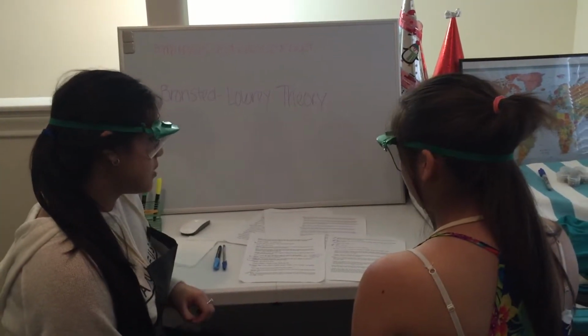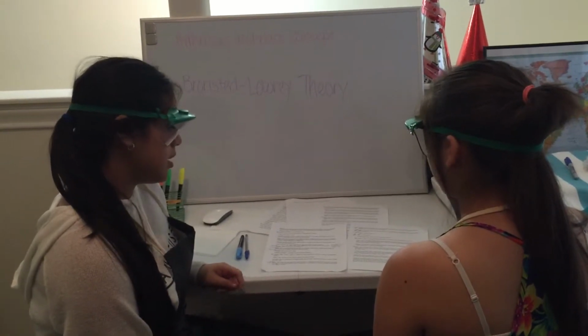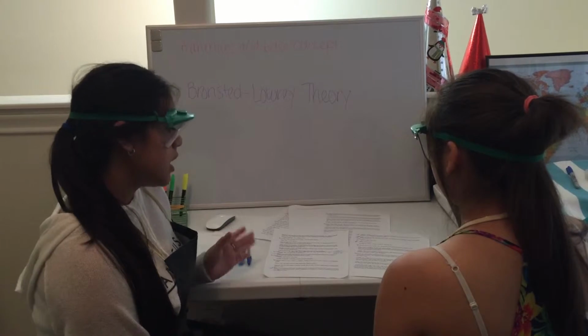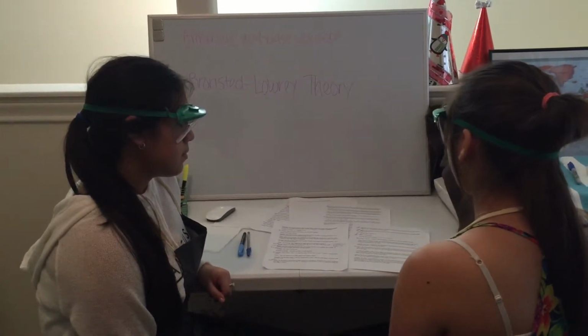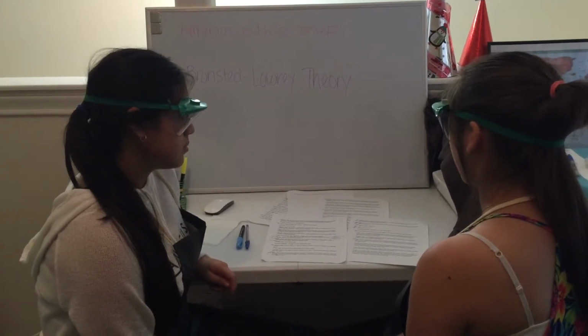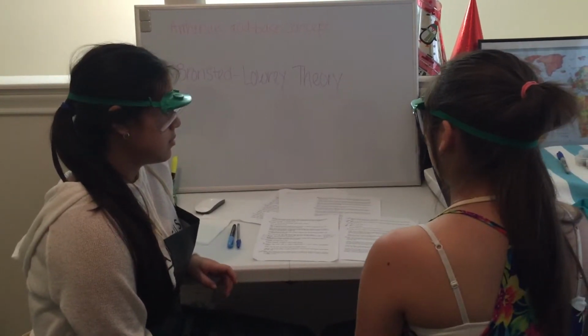The Arrhenius acid-base concept classifies a substance as an acid if it produces hydrogen ions or hydronium ions in water. A substance is classified as a base if it produces hydroxide ions in the water. The Brønsted-Lowry theory classifies a substance as an acid if it acts as a proton donor, and a base if it acts as a proton acceptor.